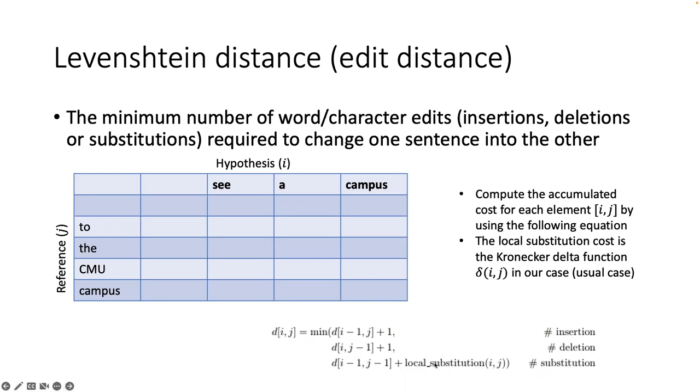So it can be exactly substitution. Let's say for example here, "campus" and "C" are different, right? And then the cost of the error is one. And then the "campus" here, actually this is exactly the same. So in this case, the cost is zero. Okay. So by using this kind of cost, we can also make this part more concrete.